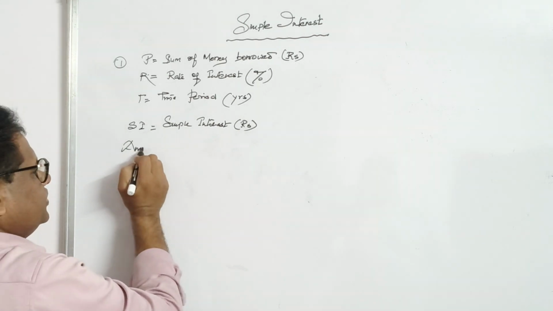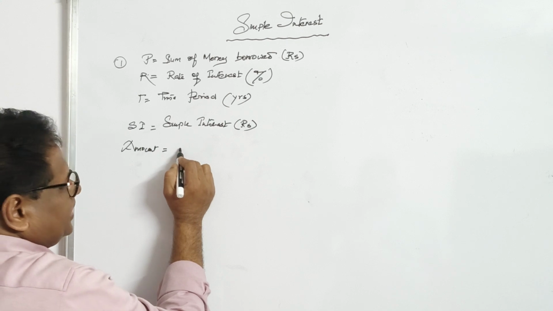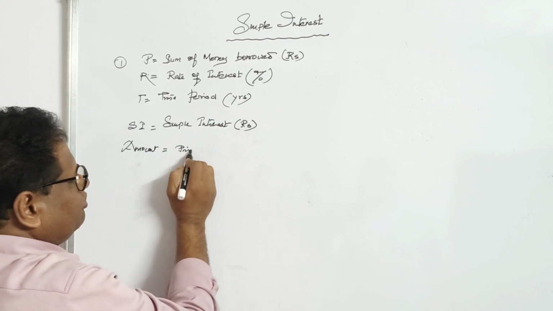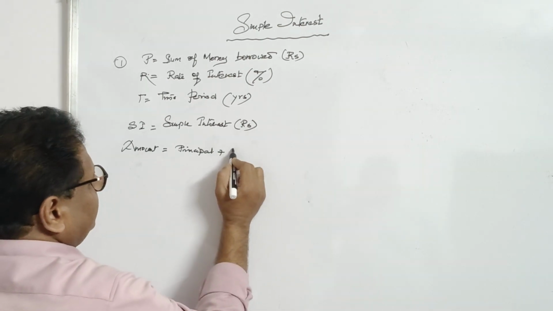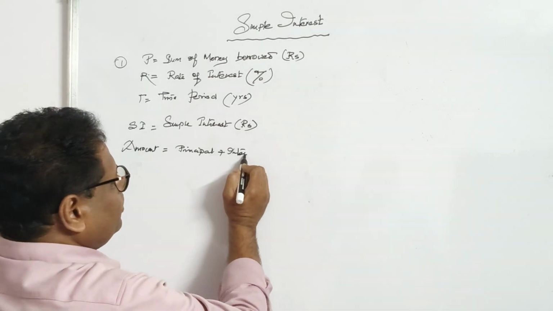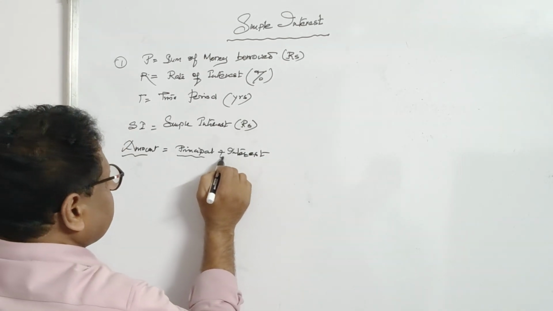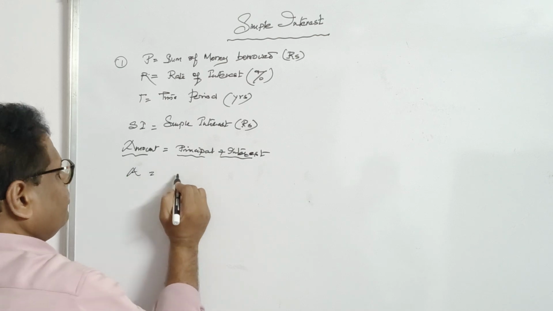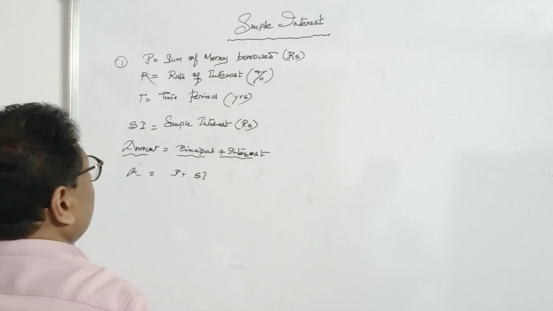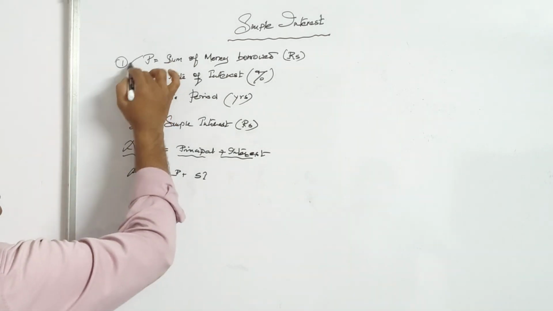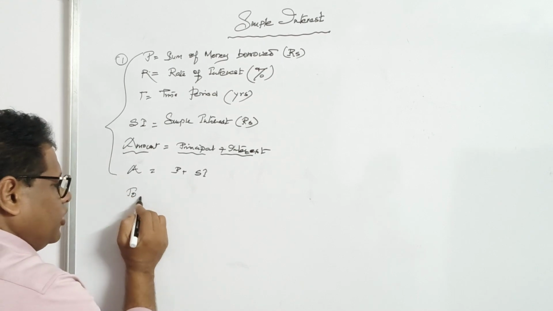And the amount, this includes the sum that is lent out, that is the principal, plus the interest earned. So the two add up to give the amount. So amount equals principal plus interest, that is A equals P plus SI. These are the terms that you might be familiar with. Now we are coming to the important formulas.